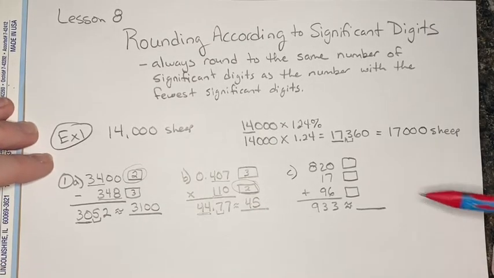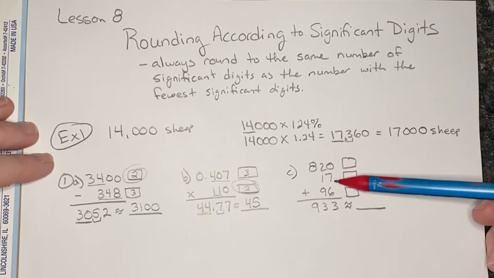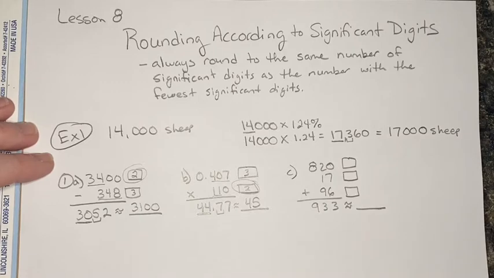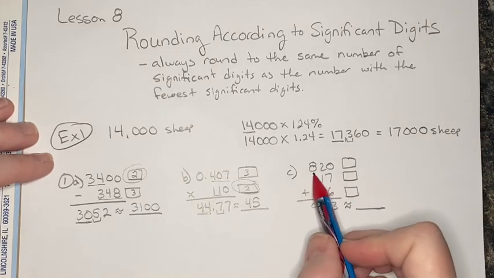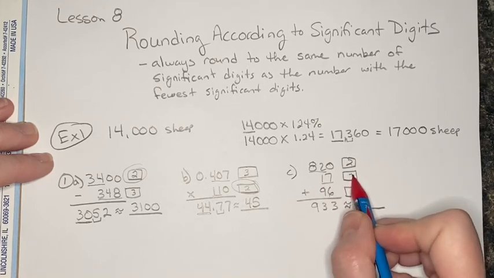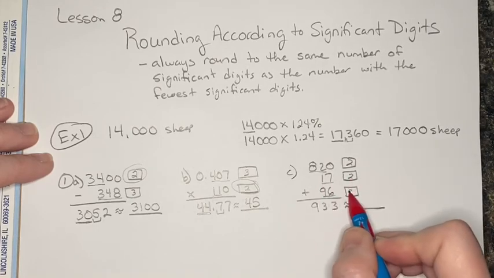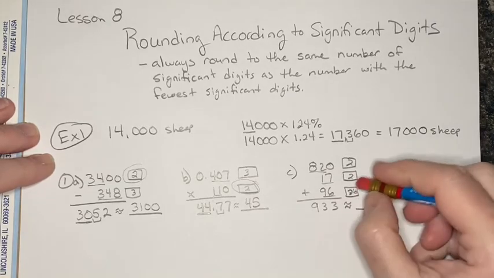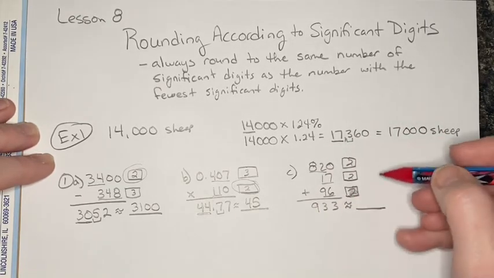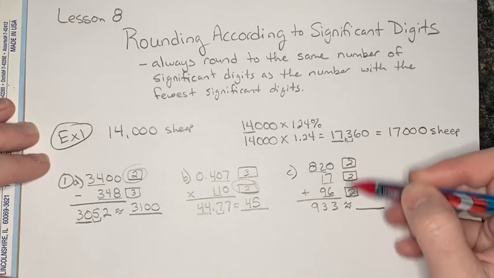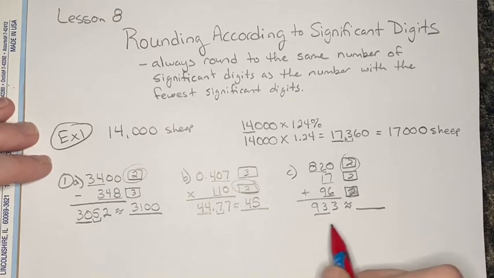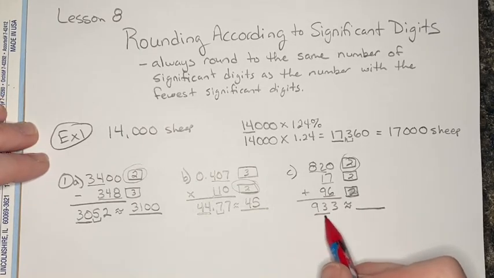Part C of this problem is 820 plus 17 plus 96, which equals 933. Let's take a look at our significant digits. 820 has 2 significant digits, 17 has 2 significant digits, and 96 has 2 significant digits, okay? Altogether, the lowest is 2, they all have 2 significant digits. So that's the number we want in our answer, okay? So here are our 2 significant digits.